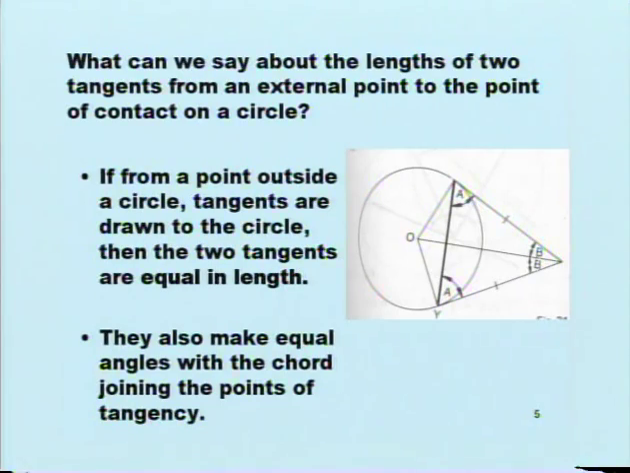They also make equal angles with the chord joining the points of tangency. That is, if we notice that heavy line joining 2 points on the circumference, and you notice A at one end making an angle there with it, angle A is equal to angle A, the base angle of the isosceles triangle formed by the two tangents.